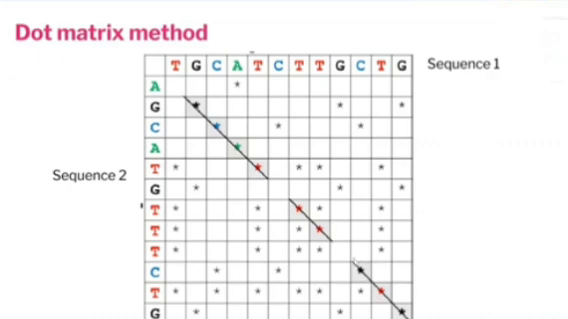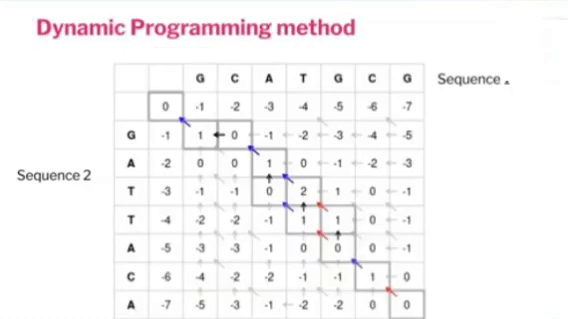Once these lines are completed from right bottom corner to top left corner, the bases from the starting of the two sequences are written down to see the gaps in alignment, and then the alignment is actually given as we saw on the previous slides.